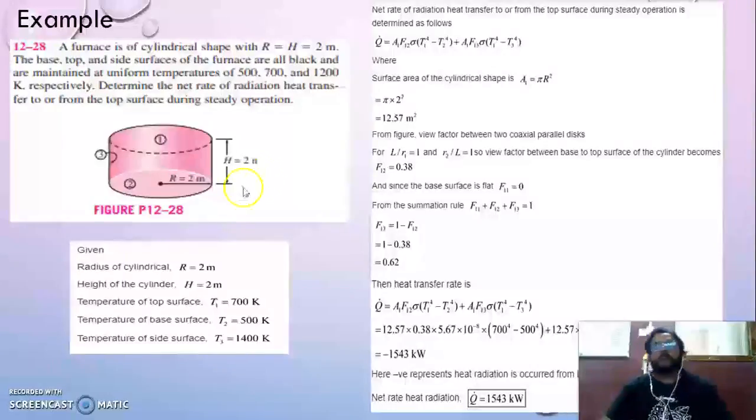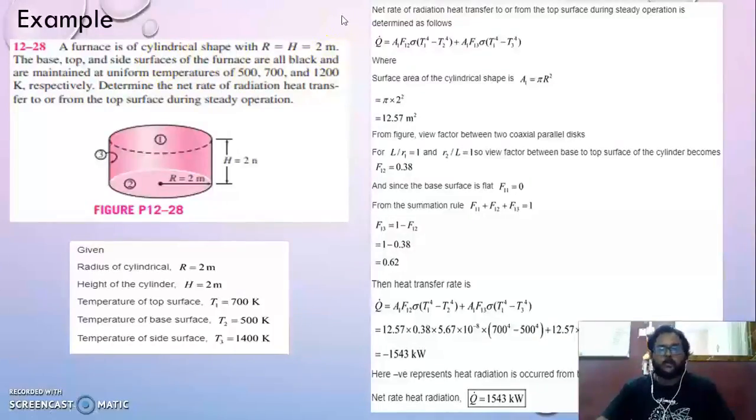And now finally, just to show you all an example. What we have here is a cylindrical shaped furnace. The radius of the furnace is 2 meters. The height is 2 meters. And they have three temperatures. The top temperature is 700 Kelvin, the bottom temperature is 500 Kelvin, and the temperature of the sides is 1400 Kelvin. What we have to find here is the net rate of radiation heat transfer to or from the top surface during steady operation.